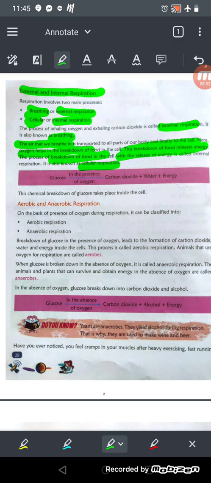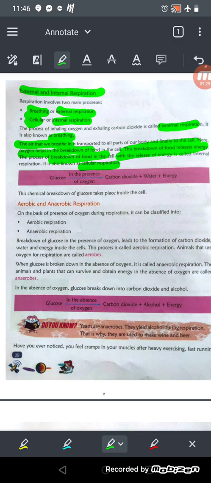So the respiration which occurs in the cell, where breakdown of food and release of energy take place, is known as cellular respiration or internal respiration. Now you are clear about internal and external. External means the respiration where we inhale oxygen and exhale carbon dioxide, and that is also known as breathing.